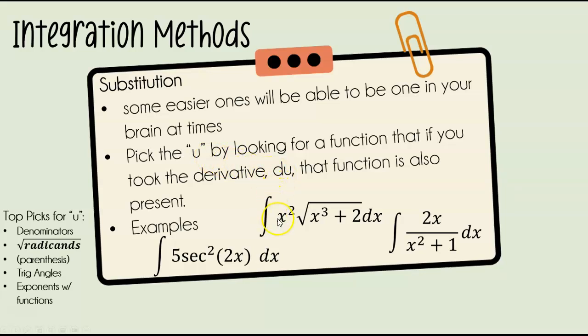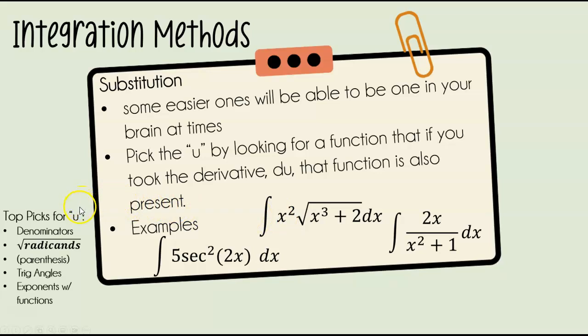In these examples below, say under this radical here, we have x cubed plus 2. If that were my u, when I derive it, I get 3x squared. We can also see that, except for the 3 part, which constants are easy enough to handle, our x squared is present. So the function of u and its du are both present. That's when we'll use our substitution method.